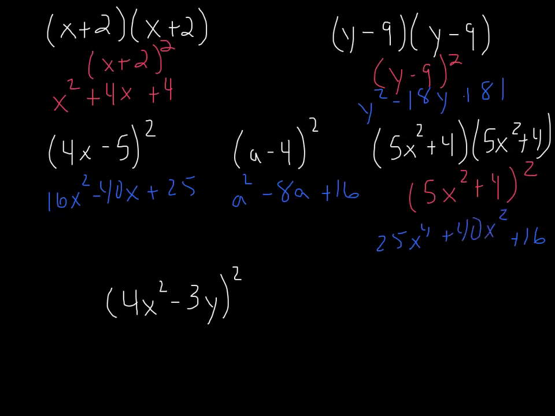And finally, the last one. We have 16x to the 4th. We got plus 9y squared. Multiply them together: 4 times negative 3 is negative 12, times 2 is negative 24x squared y. Alright, that's it. Those are special cases of binomials. Hopefully you got that. If not, go back and watch it again and see if you can pick it up.